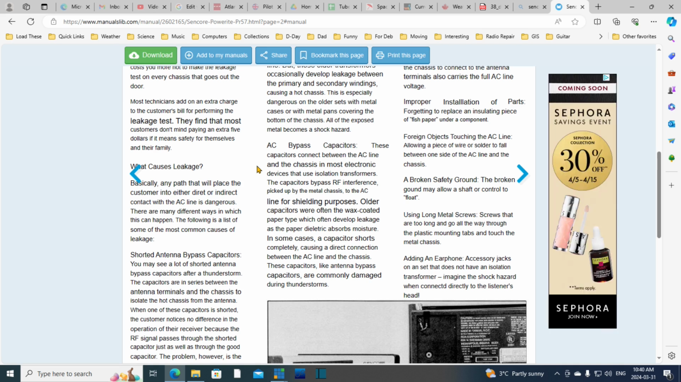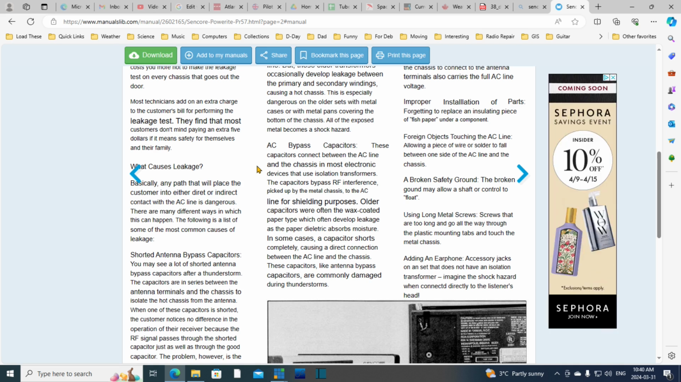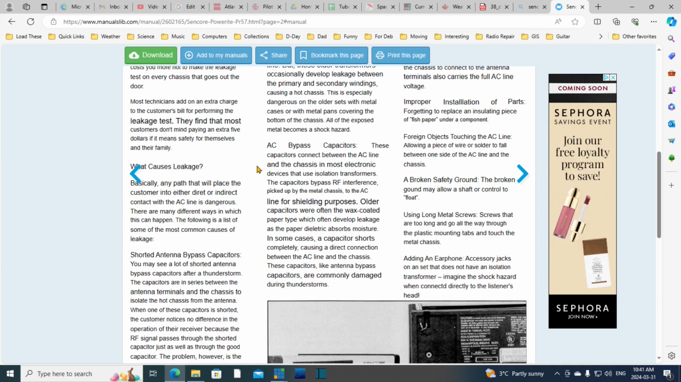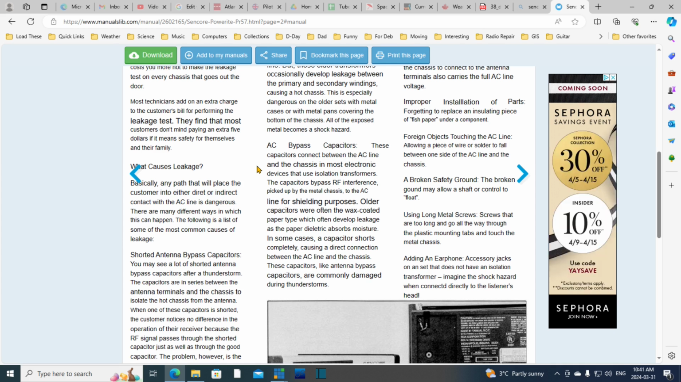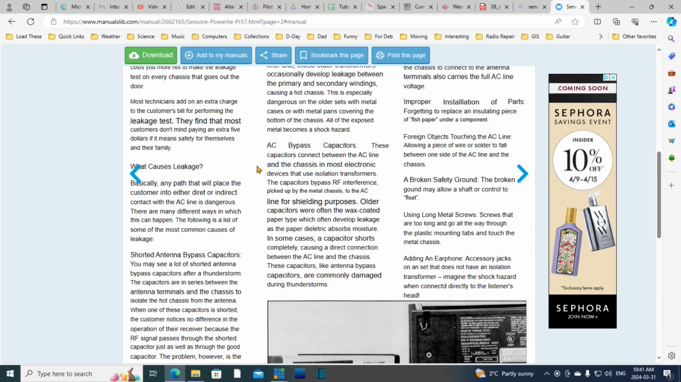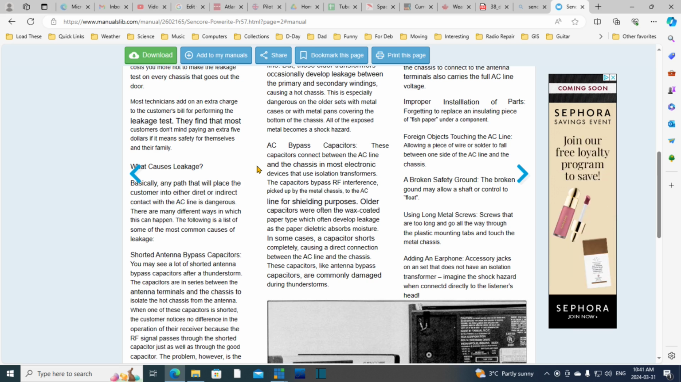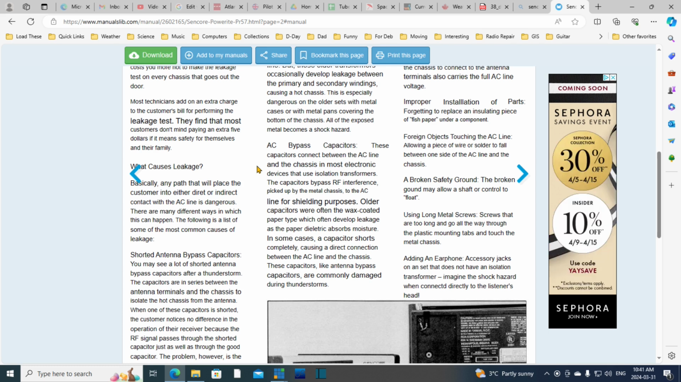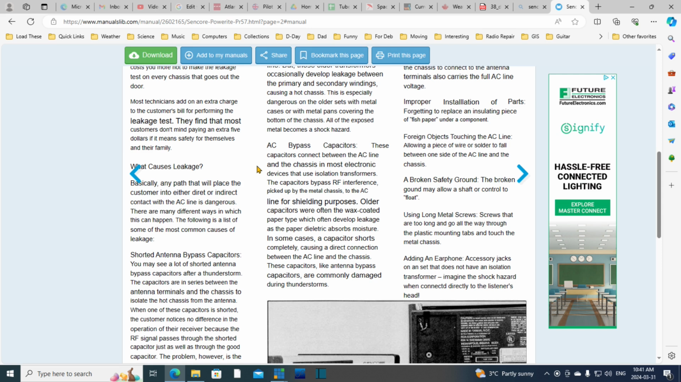Older capacitors were often wax-coated paper type, which often developed leakage as the paper dielectric absorbed moisture. Exactly right. In some cases, a capacitor shorts completely, causing a direct connection between the AC line and the chassis. Danger, danger, danger! These capacitors, like antenna bypass capacitors, are commonly damaged during thunderstorms.